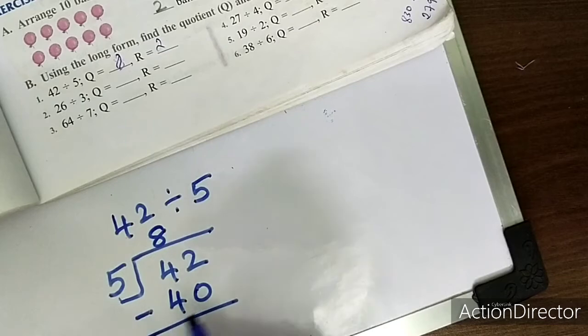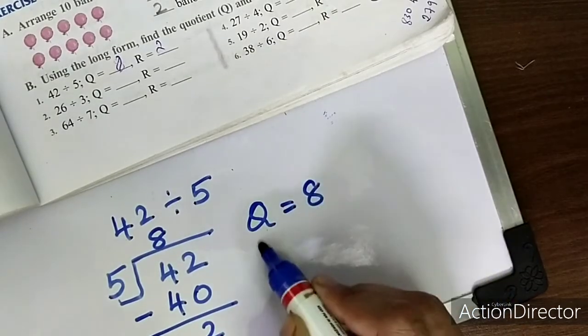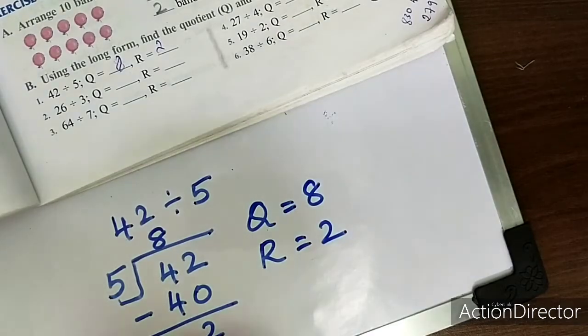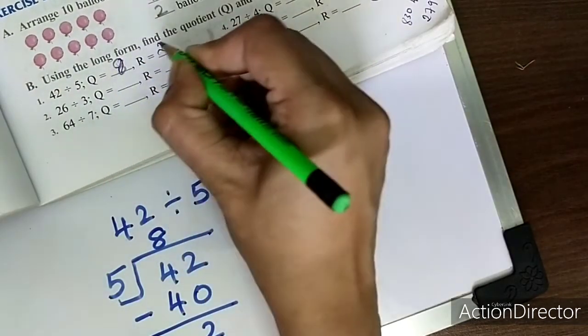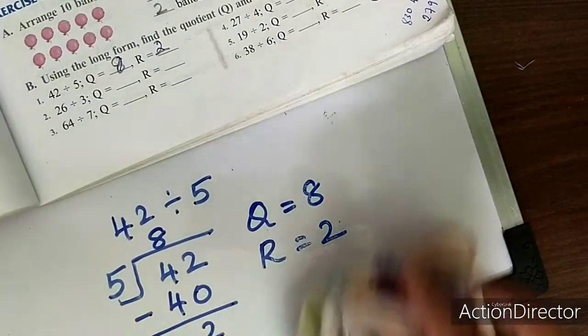Okay, if you subtract, 42 minus 40 will be 2. Here the quotient is 8 and the remainder is 2. So this is how you will do the sum. Here the quotient is 8 and the remainder is 2. Okay, shall we do the next sum?